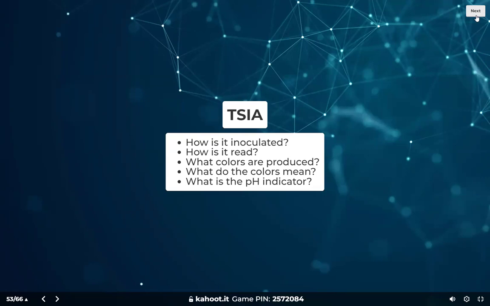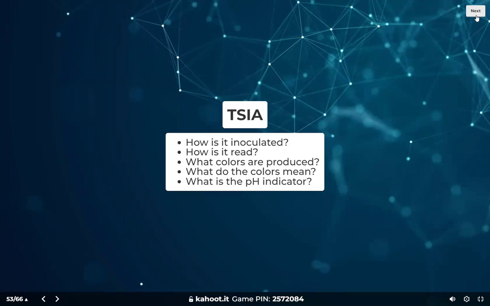All right, how do we read it? Oh my gosh, there are so many different ways. That's why we were going to have at least 2, probably 3 stations on TSIA alone, because you can have yellow for acid, you can have pink for alkaline, or you can have no change. And those things can happen on the slant or in the butt. You can have gas production, and you can have H2S production as well. Seems simple enough, right? Except now you have to know what those colors mean.